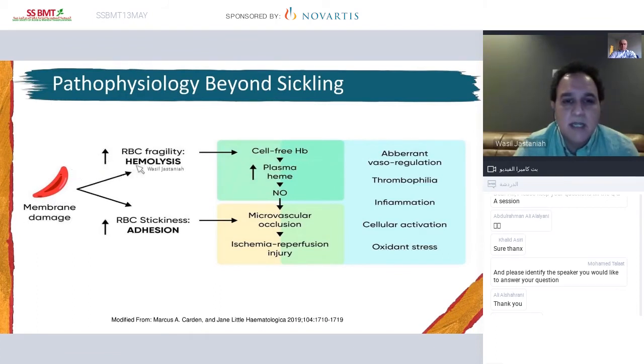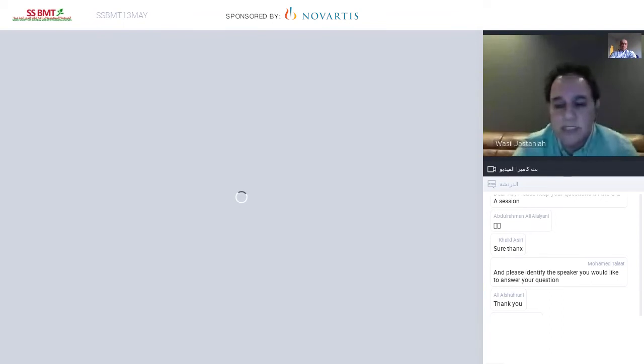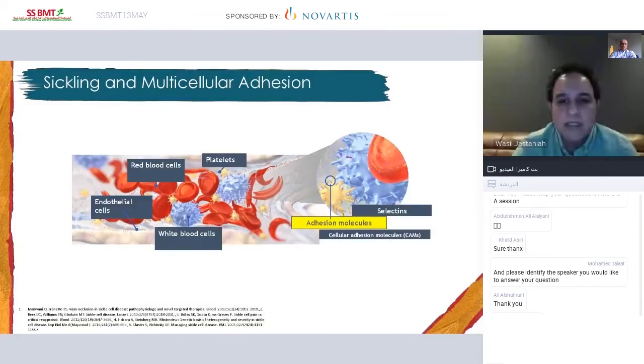And beyond this sickling, two main pathophysiological pathways occur. One is the increased adhesion, and the second is the increased hemolysis that initiate a cascade of downstream events that I'll be highlighting. So I'll start by talking about the increased adhesion in sickle cell disease.